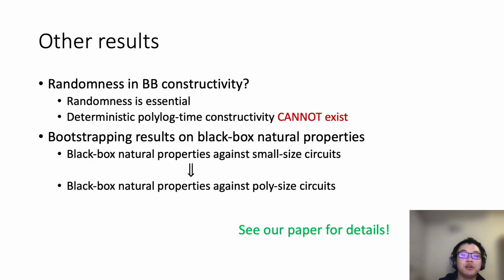Good. But before we go on to the overview of the proof, let's first say a word about the randomness in the definition. You may wonder in the definition of black box constructivity, why is the algorithm probabilistic? We prove that this randomness is actually essential, in the sense that deterministic polylog time constructivity does not exist. We also have other related results in the paper, such as the bootstrapping result on the black box constructive and also large properties. You can read our paper for more details.